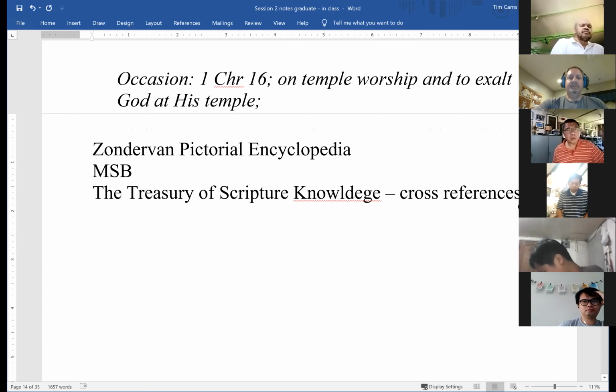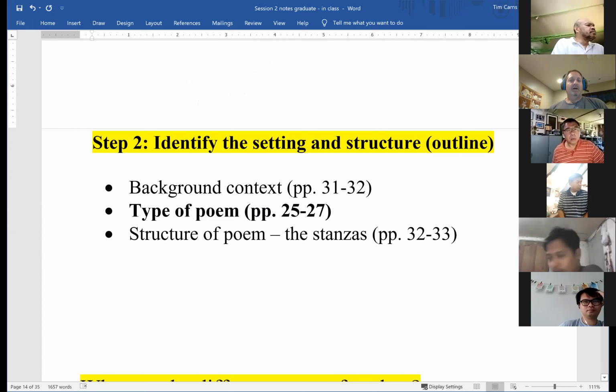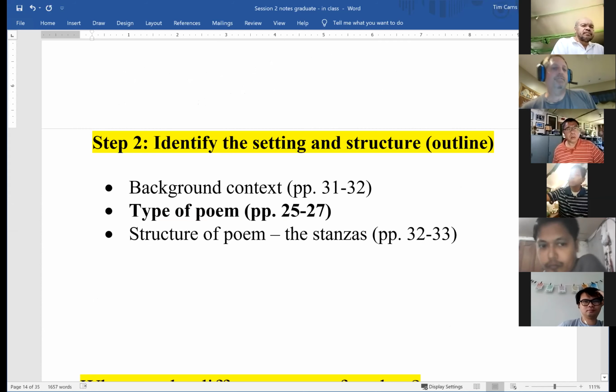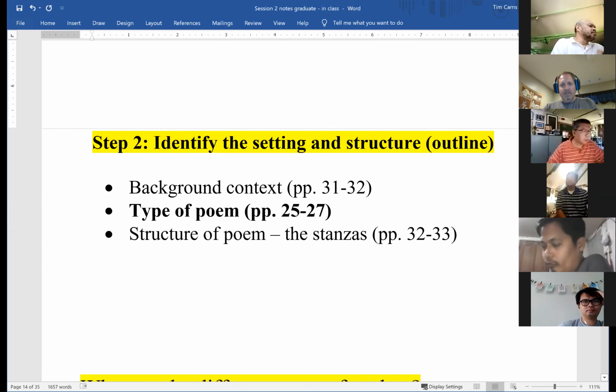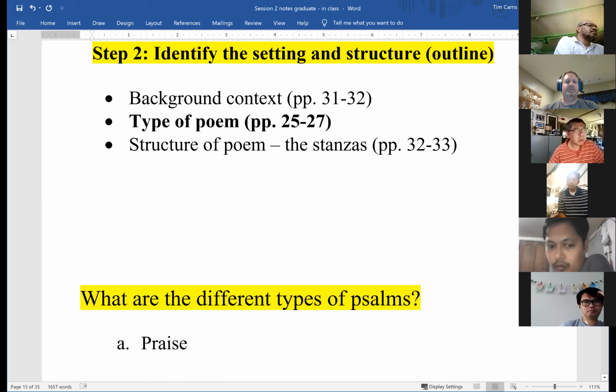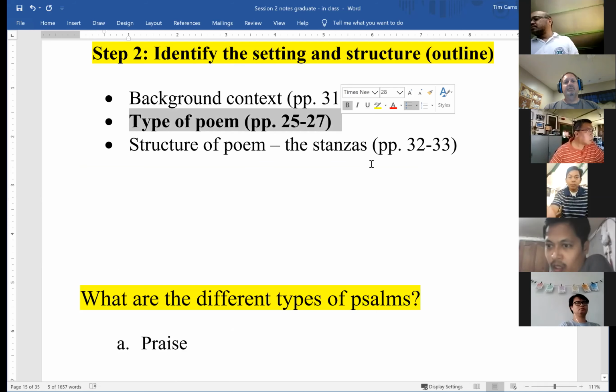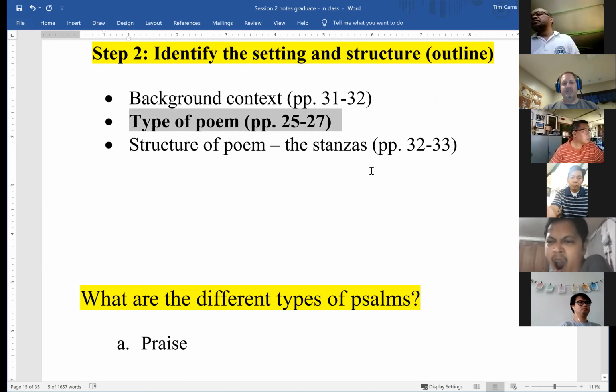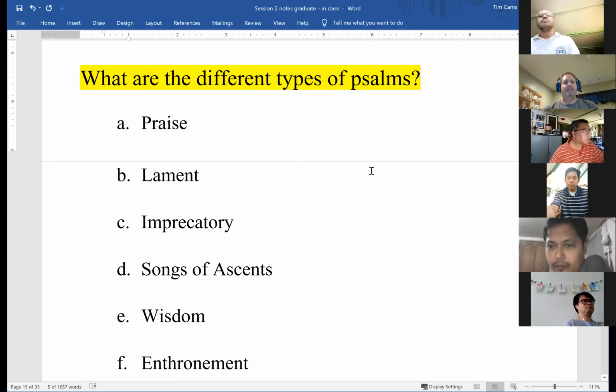Okay, so that is the background context, where we're identifying the setting of the psalm, its background. The next step is then to identify what kind of psalm it is. What type of poem are we looking at? And by that I mean, in class, if you go through pages 25 to 27 of the syllabus, the teacher's manual that I sent you guys, it'll have a detailed explanation of the different psalm types that I mentioned there, okay?